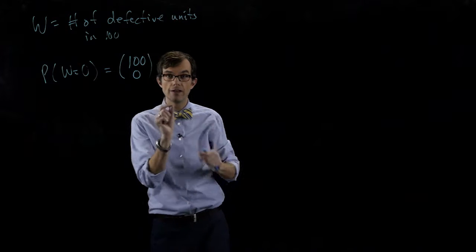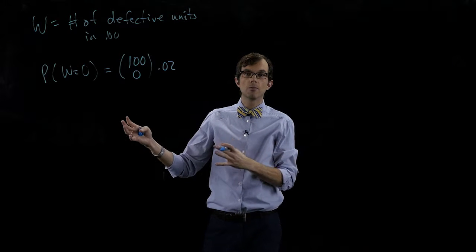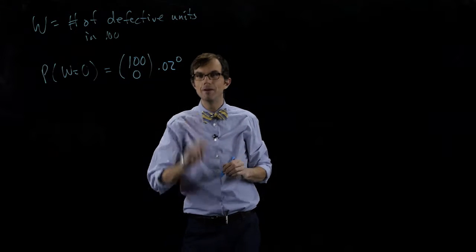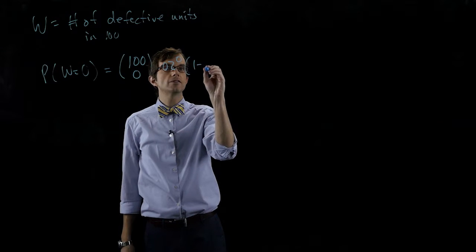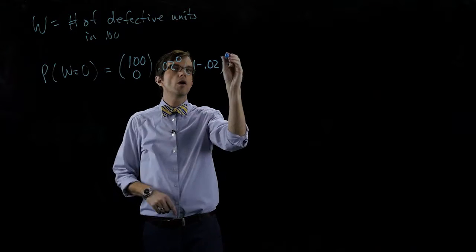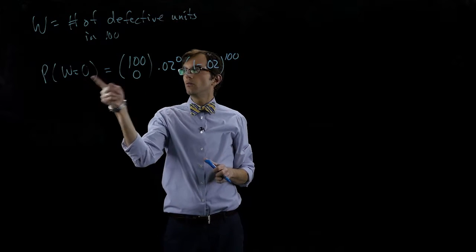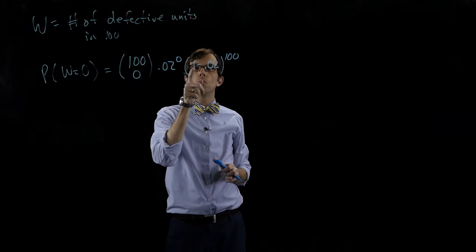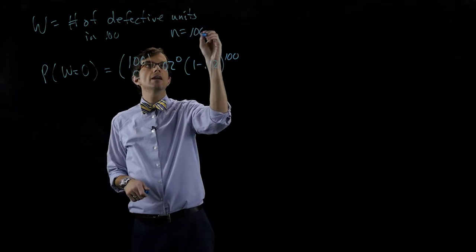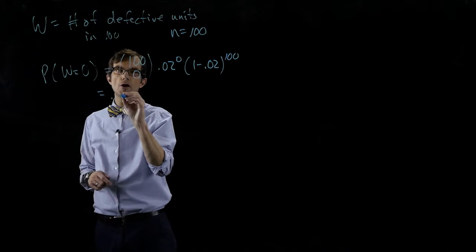What's the probability of an individual defective unit? 0.02. We said 2% of components on hand typically are defective. Okay, so 0.02 to the 0. We want none of them to be defective. Therefore, the rest, 1 minus 0.02, would be non-defective, and we want all 100 of those. Okay, so P to the w, in this case, P to the little w, 1 minus P to the n minus w. Here we have, just so we're clear, n equals 100. Okay?